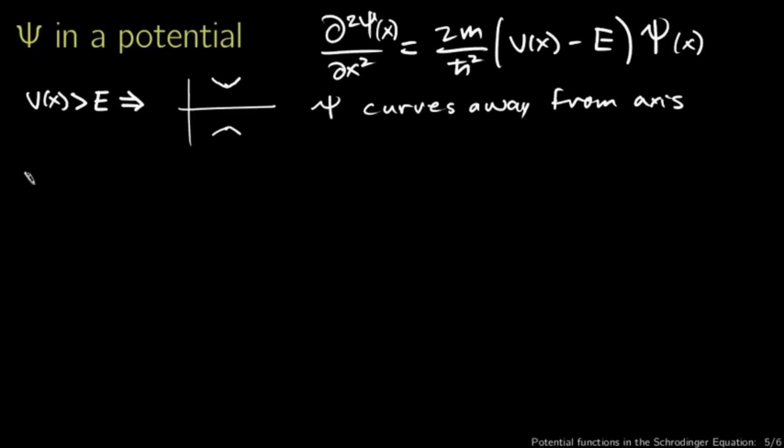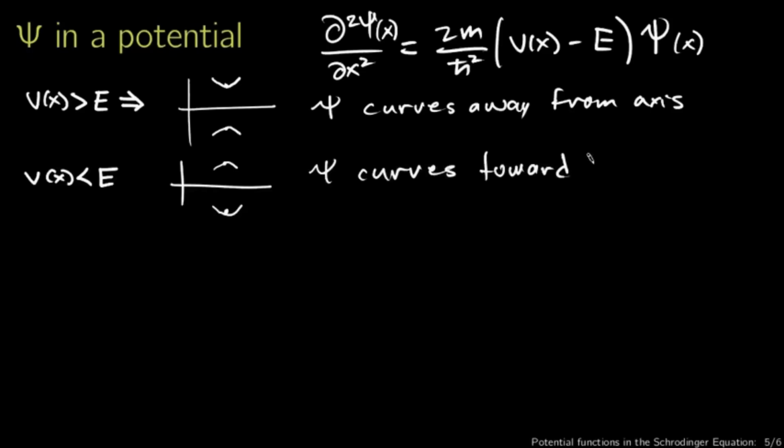On the other hand, if V of x is less than the energy, this quantity will be negative, and we get the opposite behavior. If psi is up here, positive, it's multiplied by a negative number, and the second derivative is negative, you get something that curves downwards. If psi is on the other side of the axis, it curves upwards. Psi curves toward the axis. So this helps us understand a little bit about the shape of the wave function.